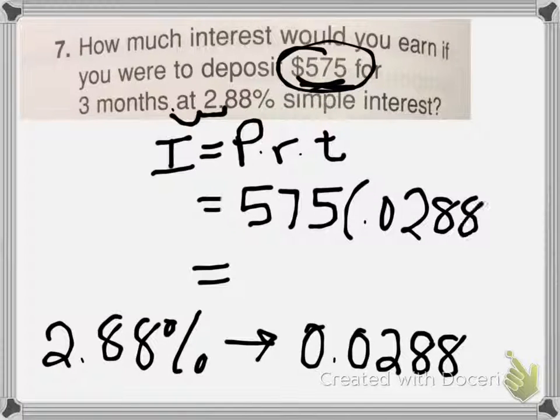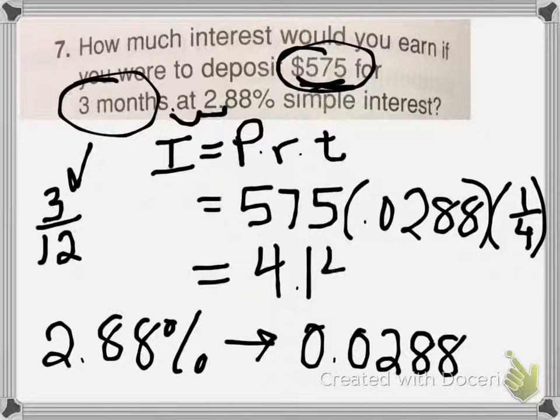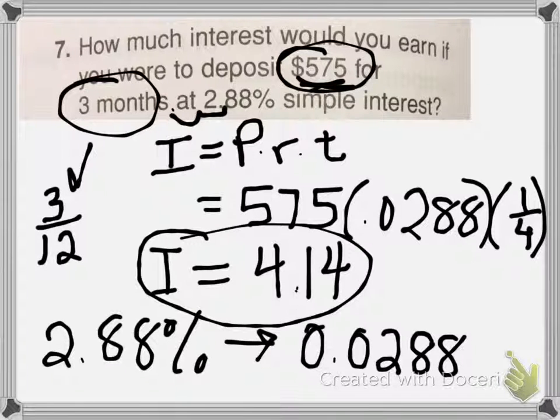And then the amount of years here is slightly tricky if you're not paying attention, because it says 3 months. Well, in terms of years, 3 months out of 12 would be 3/12 or 1/4. So that's what we'll use for the amount of years. Now it's a simple calculator problem, and if you take a second to multiply those terms together, we will find that the answer is actually just $4.14. And that just represents the amount of interest that you would make on that investment.